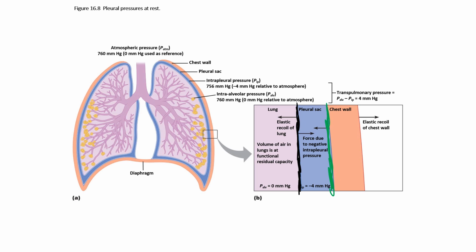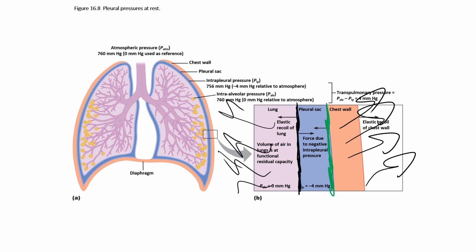What is the chest wall constantly trying to do? Expand outward. What is the lung constantly trying to do? Recoil or collapse inward. What effect does this have? Well, it pulls the parietal and visceral pleura away from each other, right?